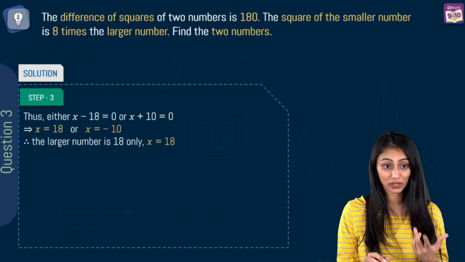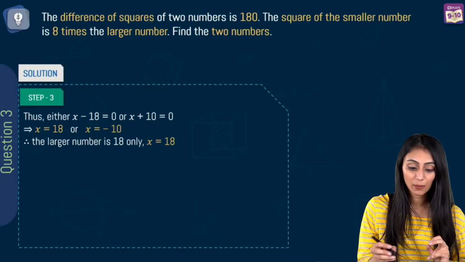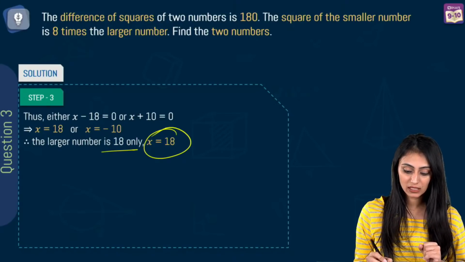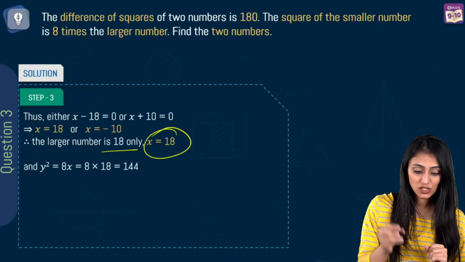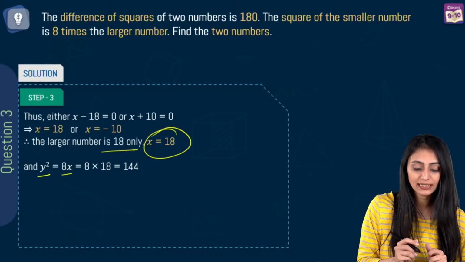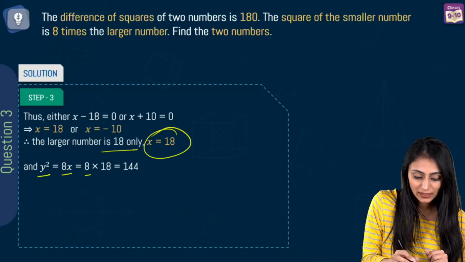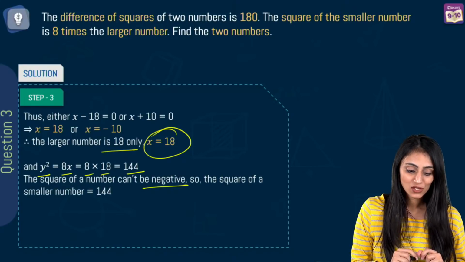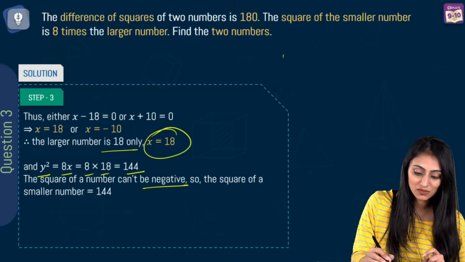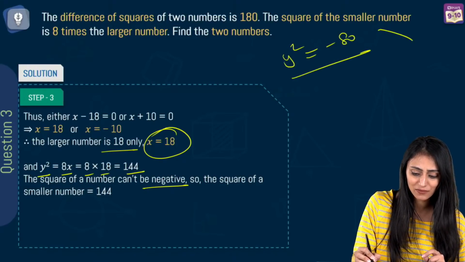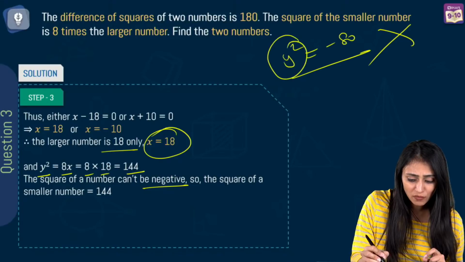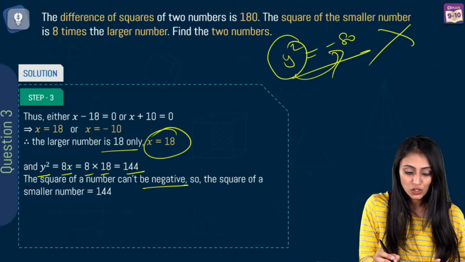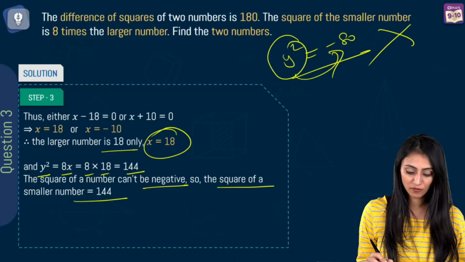Now here comes the important part. Important part kya hai yahan pe? The larger number would be 18 only, right? We are not considering minus 10 over here, because the question says the square of the smaller number is 8 times the larger number. So 8 times 18 would be 144, and the square of a number can never be negative. I cannot take x as minus 10, because y square in that case would be equal to minus 80, which is not possible. How can the square of a number be negative? That's why we will neglect this value. So the square of the number in this case would be 144.